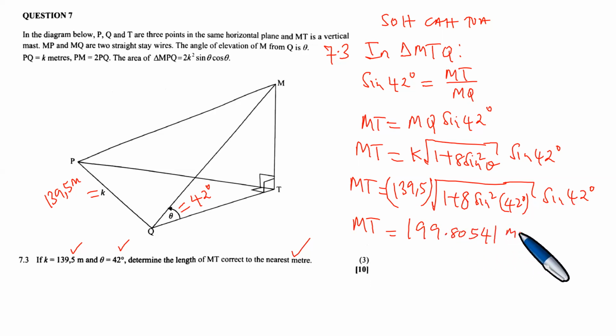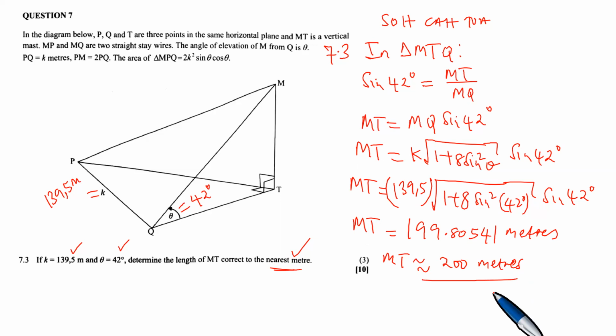199.80541 meters to the nearest meter, which is what the examiner wants. It means MT is approximately 200 meters. 200 meters. And we are done. And this is the result. So we have been able to determine the length of MT to the nearest meter.